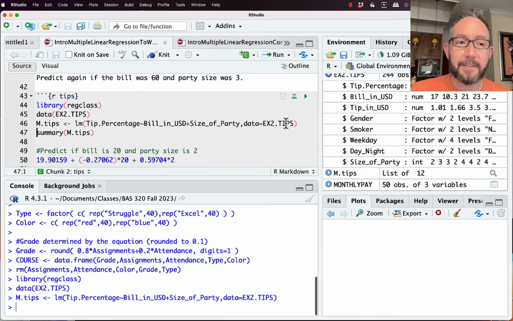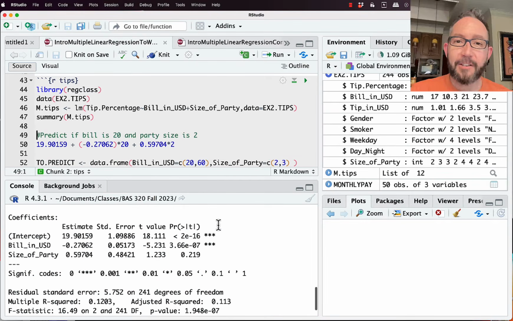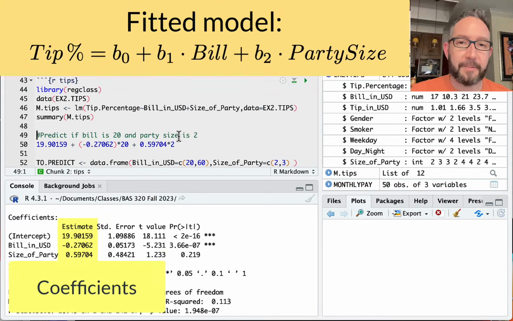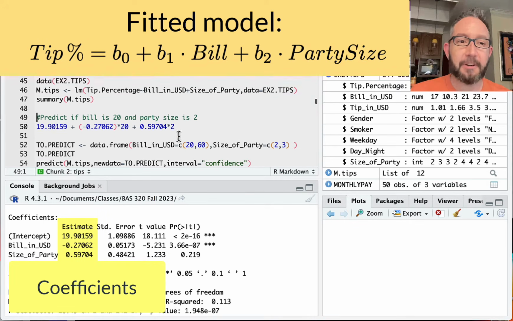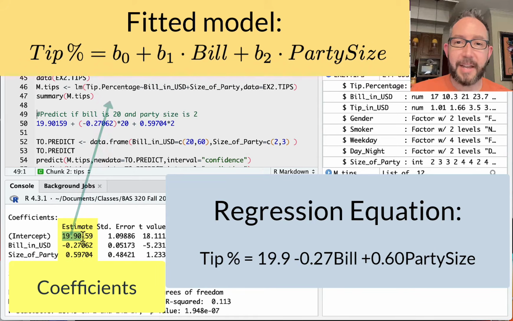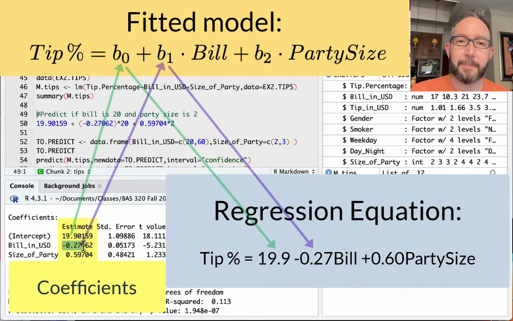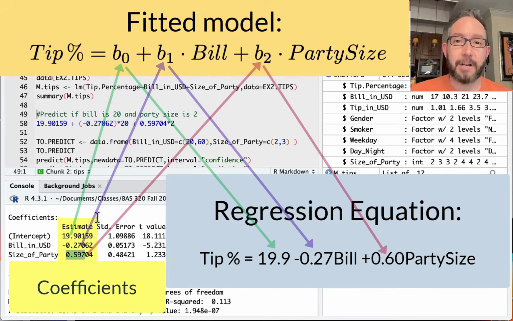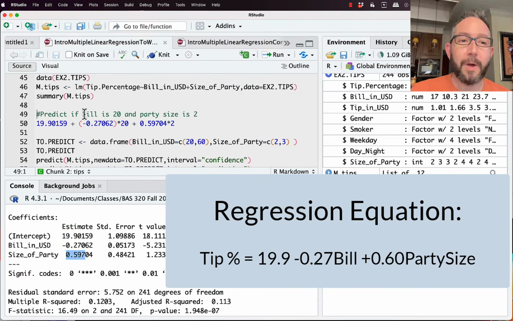So when we run this, we're able to get a summary. And just like how we translated the output of summary into a regression equation with simple linear regression, we can do something very similar. So the intercept is clearly labeled for us, 19.90. Well, it's tip percentages, so 19.9%. Then minus 0.27 times the bill amount, then plus 0.6 times the size of the party. We'll talk about how to interpret those coefficients a little bit later on, but we can immediately use this regression equation to make predictions. What if a bill was $20 and the party size was 2?